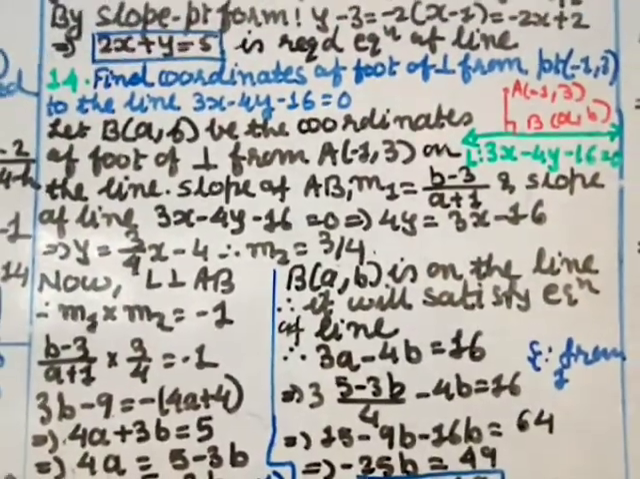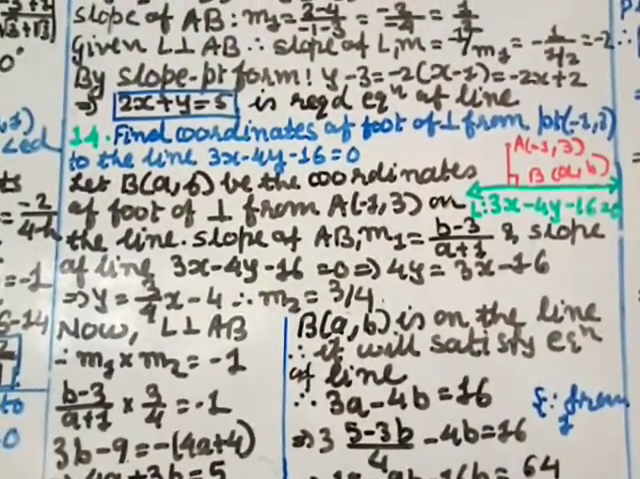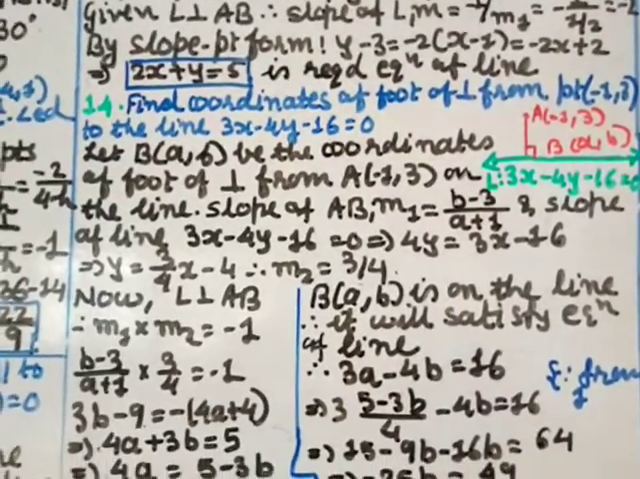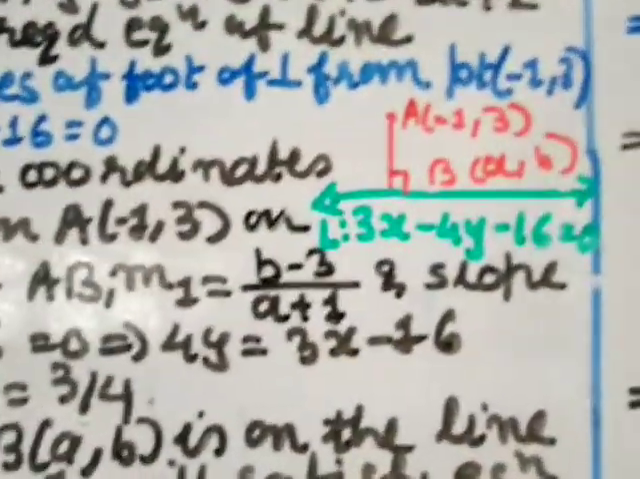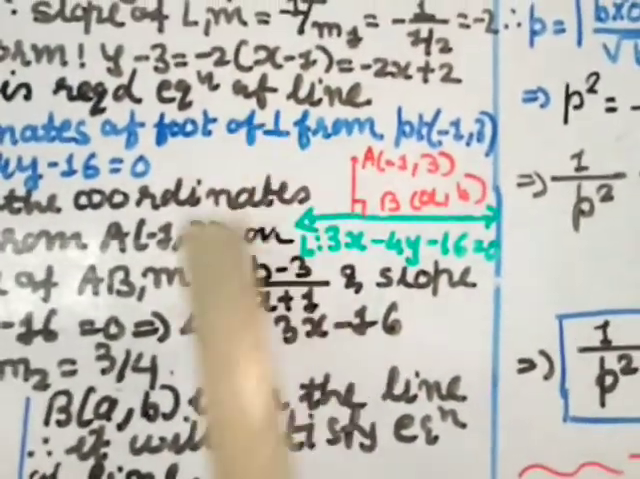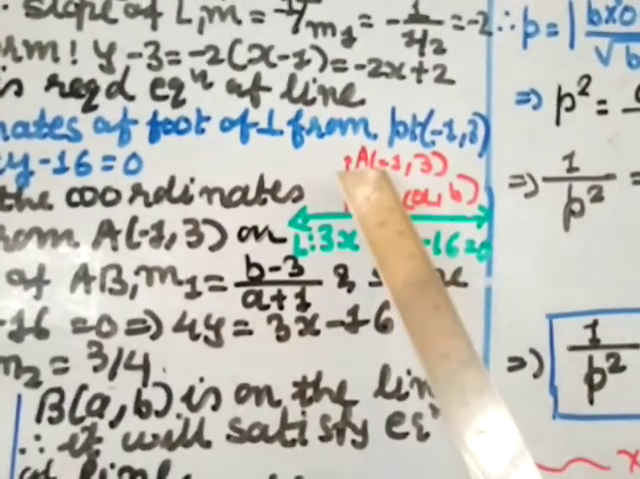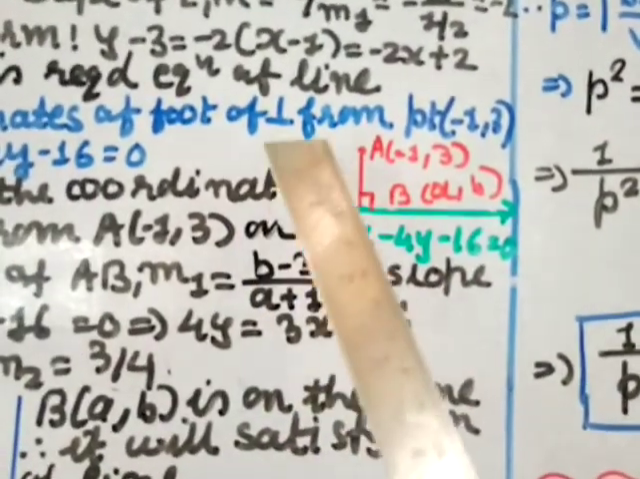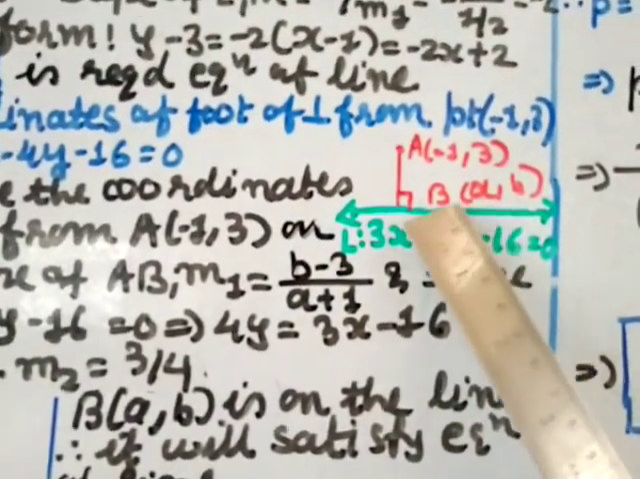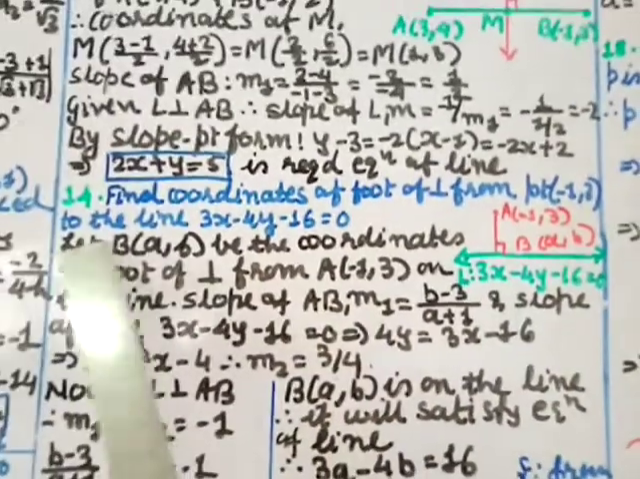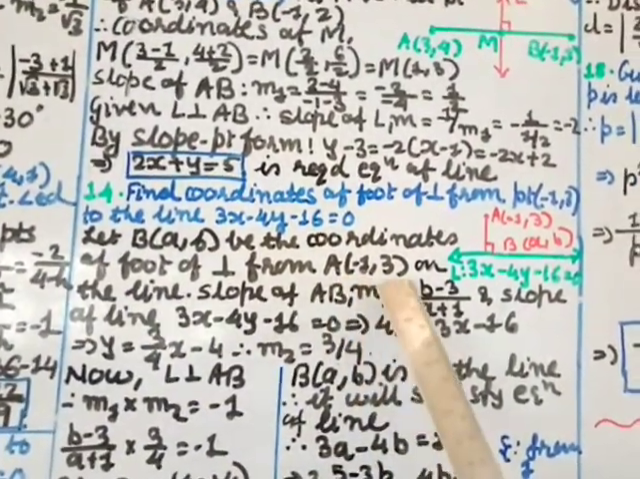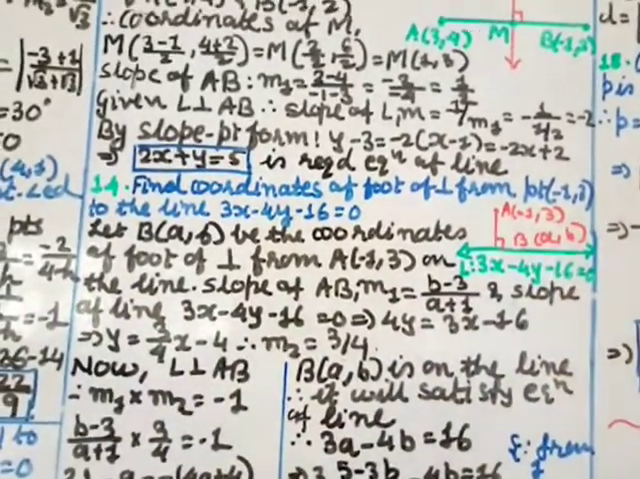Question number 14. Find coordinates of foot of perpendicular from point -1, 3 to the line 3x minus 4y minus 16 equal to 0. You are given a line, I call it as L, 3x minus 4y minus 16 equal to 0. Okay, and there is a perpendicular from a point -1, 3, that I call it A, and the foot of these is on this line, and that you have to find, the coordinate of this point. So let B be the coordinate of the foot of the perpendicular from point A -1, 3 on the line. Okay, what I was telling you in the figure.